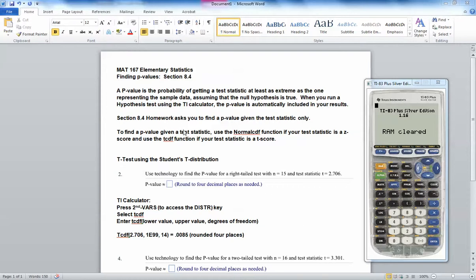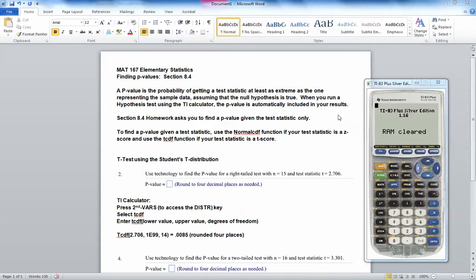In this video, we'll take a look at how to find p-values using the TI calculator. This comes from section 8.4. A p-value is the probability of getting a test statistic at least as extreme as the one representing the sample data, assuming that the null hypothesis is true.